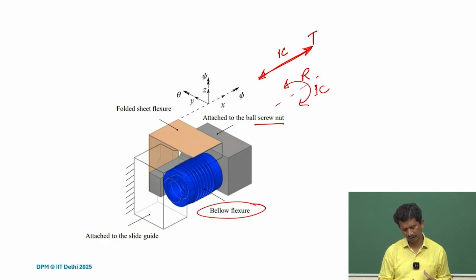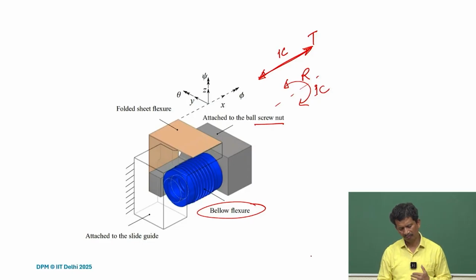So it's nothing but a coupling, and bellow, very good, it has a very good property. So it's stiff in rotation, but it will provide all the 5 degrees of freedom. So we use it in parallel and then build the setup.